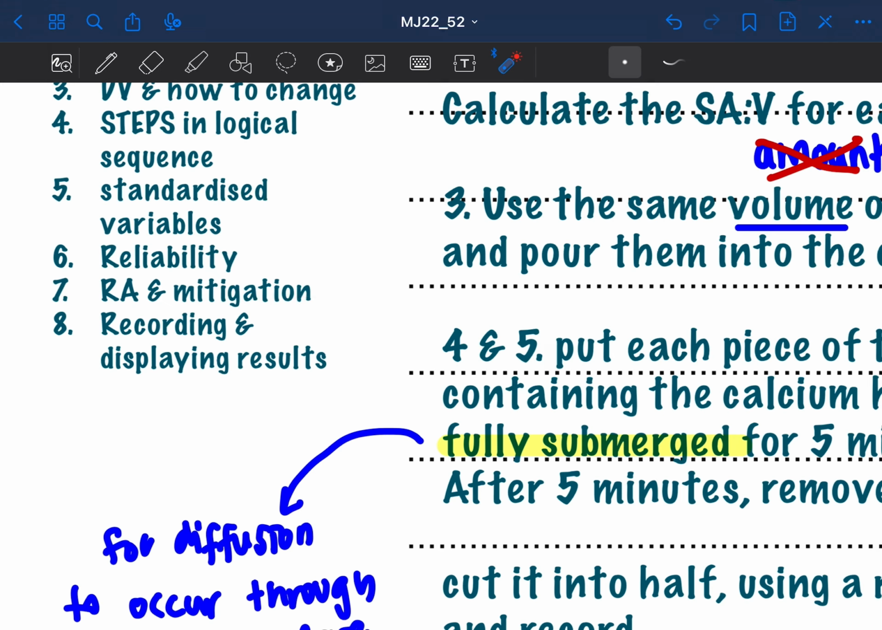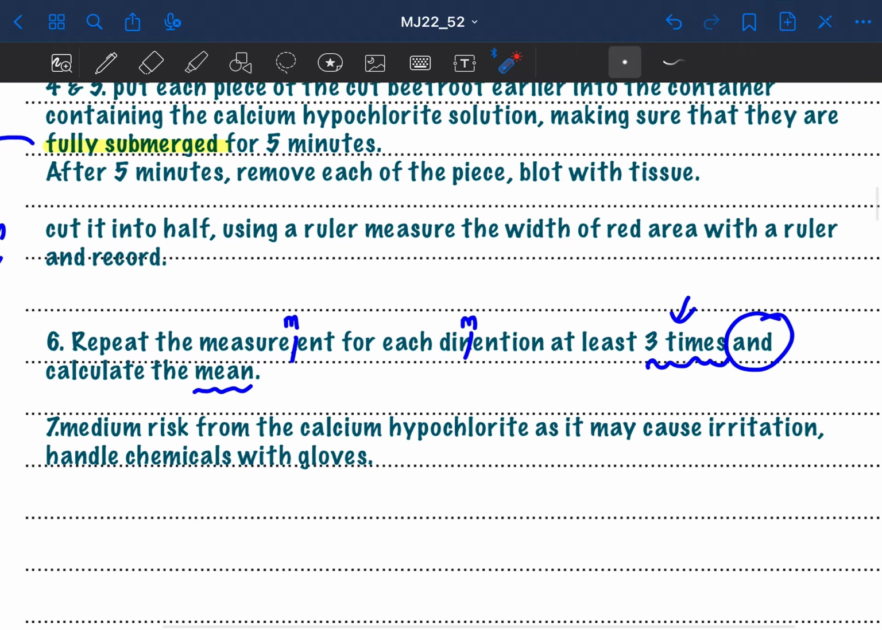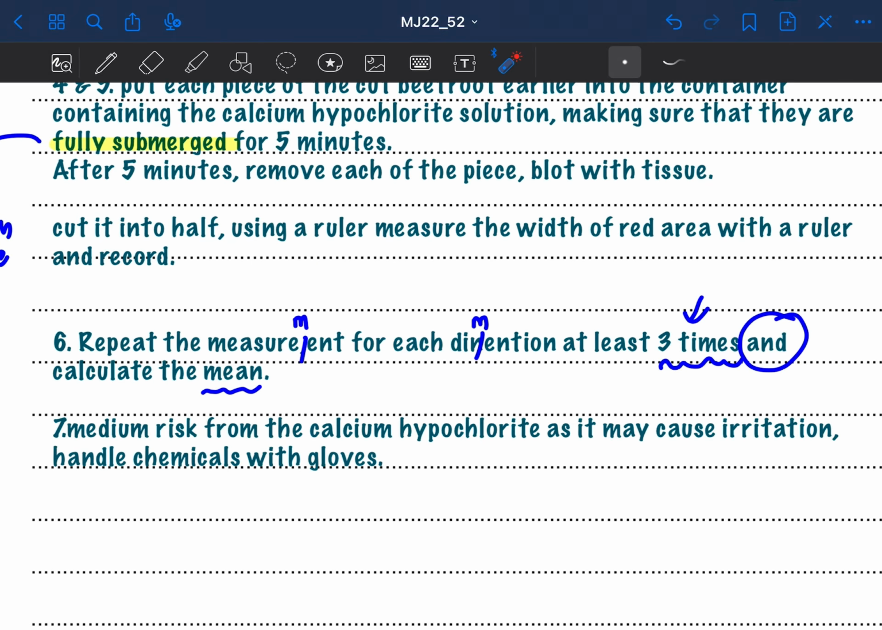And last but not least, any risk assessment and the proper mitigation method. What do you mean by mitigation method? What are the procedures that you're going to do to reduce the risk? So here, what I've done is an example. Whenever we have chemicals or solutions, it is going to be between medium or high risk. Where does this risk come from? So mention the risk. It's medium risk from where? From the solution, calcium hypochlorite solution. Why? As it may cause irritation. So that's just mentioning the risk and what are the dangers that it causes. Next, we have to mention the mitigation. So what can we do? We handle the chemicals with gloves, or if you don't want it to get into your eyes, we wear goggles. So that's an example.